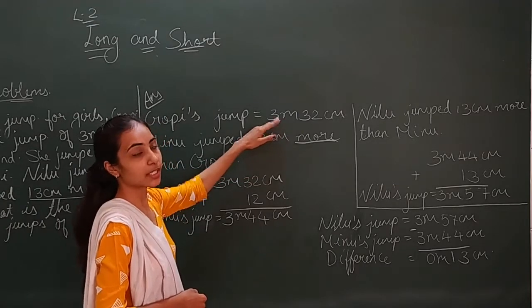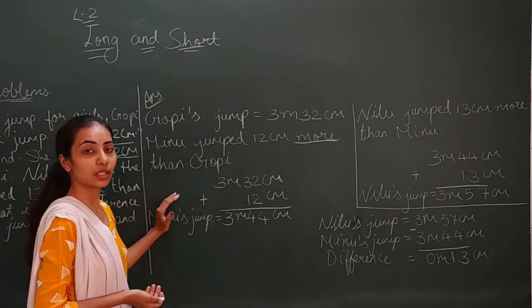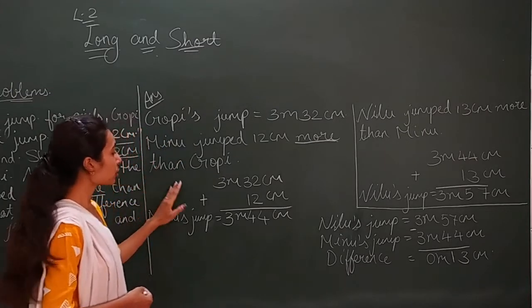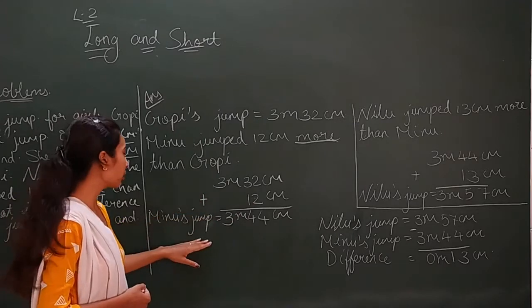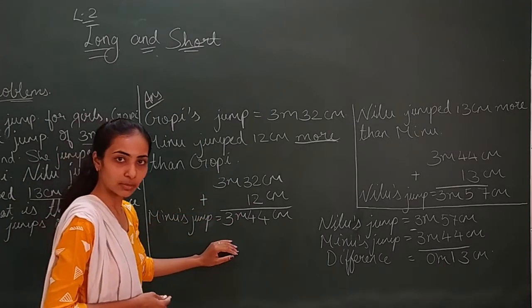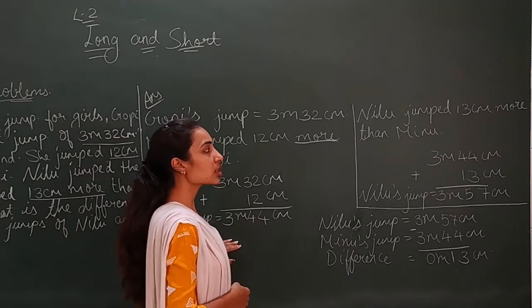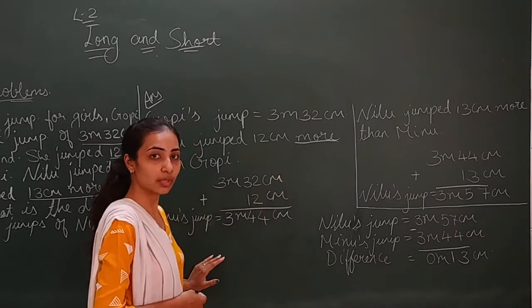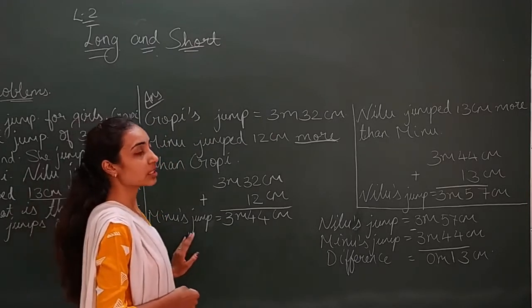So we will get Minu's jump. If you are adding 12 centimeter in her jump, then you will get Minu's jump. So by adding 12 centimeter in Gopi's jump, we are getting Minu's jump of 3 meter 44 centimeter. Then what is given to us? It is told that Nilu jumped 13 centimeter more than Minu. Now as we already found Minu's jump, we can find the jump of Nilu.